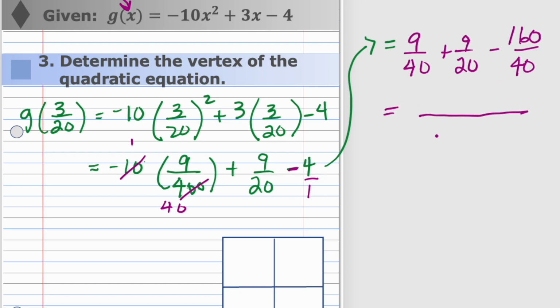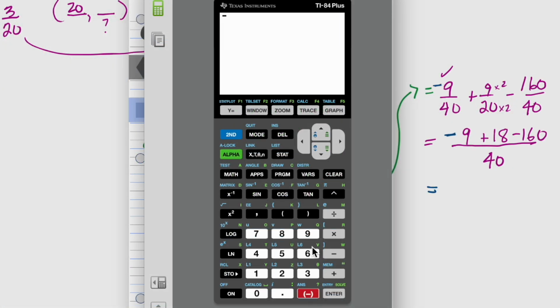And I'll just quickly create a common denominator. I know I have the 9 right there, and then the 20. I'm going to times that by 2, times the 9 by 2. So I have a plus 18. Subtract 160. Oopsie, and don't forget the negative there with our first term. Let's use our calculator. Negative 9 plus 18 minus 160 equals negative 151.